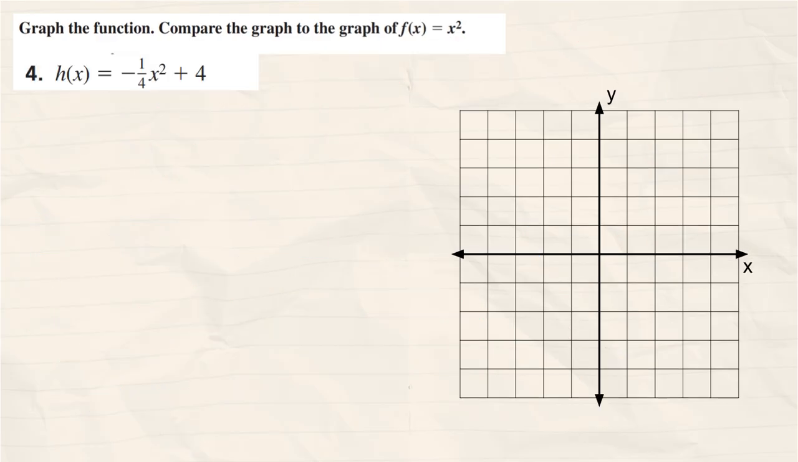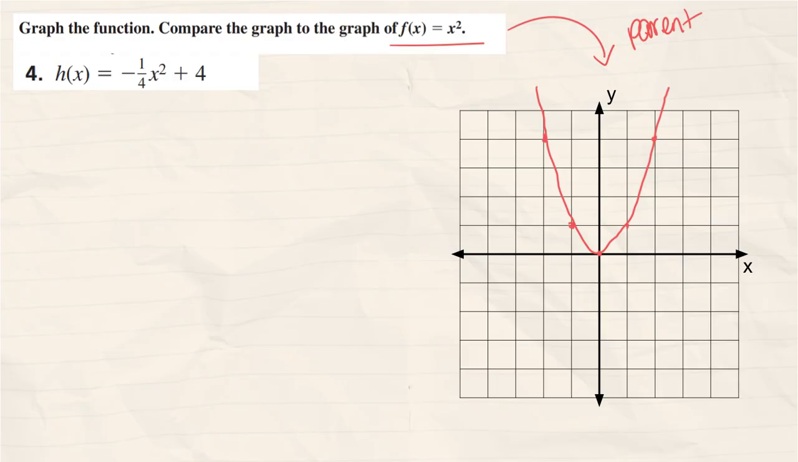In number 4 here, I have again the same parent. Okay, so let's graph that. I have 0, 0; 1, 1; 2, 4; negative 1, 1; and negative 2, 4. So this is my parent, correct? My parent that I'm comparing to.